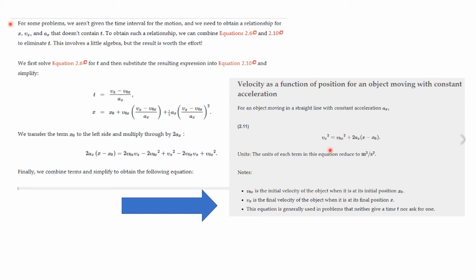Now each term in this equation has units meters squared divided by seconds squared, or the square of meters per second. V sub 0x is the initial velocity of the object when it's in initial position, x0. Vx is the final velocity of the object when it is at its final position, x. And this equation generally is used in problems that neither give a time nor ask for one. I said that twice on purpose because that's very important. Please make note of that.